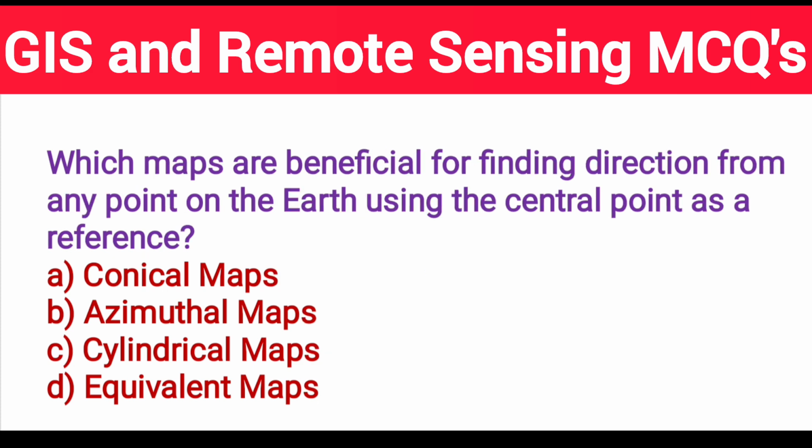Next question, which maps are beneficial for finding direction from any point on the earth using the central point as the reference? Option A, conical maps. Option B, azimuthal maps. Option C, cylindrical maps. Option D, equivalent maps. So the correct answer is option B, azimuthal maps.